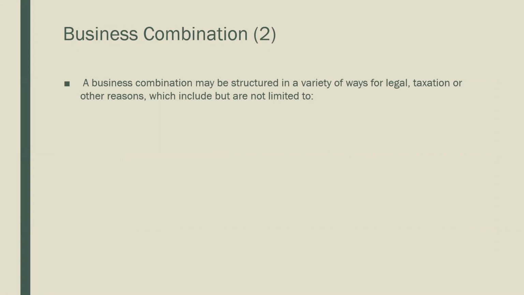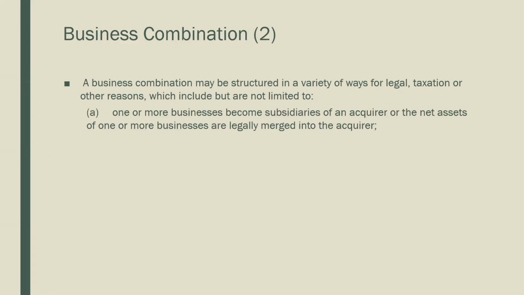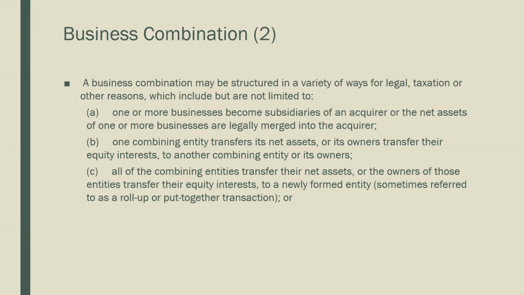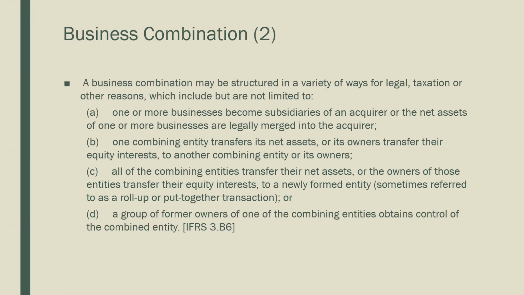Business combinations may be structured in a variety of ways for legal, tax, or other reasons, which include, but are certainly not limited to, one or more businesses becoming subsidiaries of an acquirer, or the net assets of one or more businesses being legally merged into the acquirer. So that's one way. One combining entity transfers its net assets, or its owners transfer their equity interests, to another combining entity or its owners. So that could happen, a merger of sorts. All of the combining entities transfer their net assets, or the owners of those entities transfer their equity interests, to a newly formed entity, and that's called a roll-up or put-together transaction. Or a group of former owners of one of the combining entities gets control over the combined entity. So these could be different ways in which a business combination might be effected.